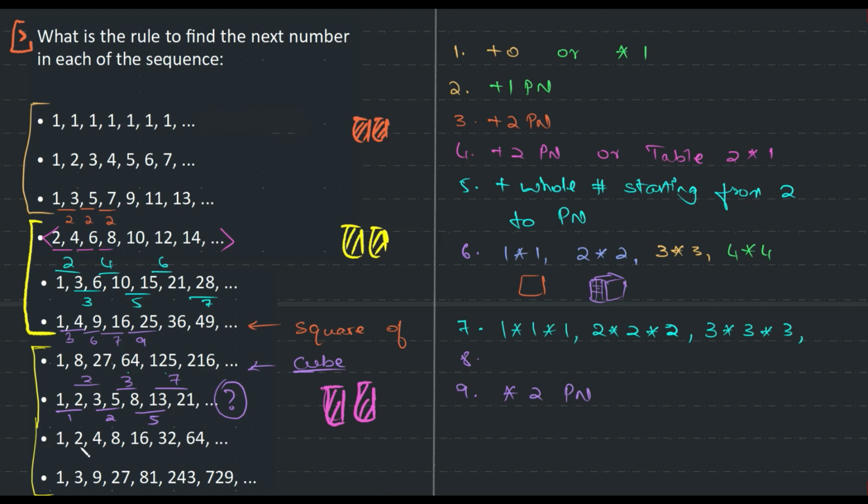1 into 2 is 2. 2 into 2 is 4. 4 into 2 is 8. 8 into 2 is 16. 16 into 2 is 32, and so on and so forth.